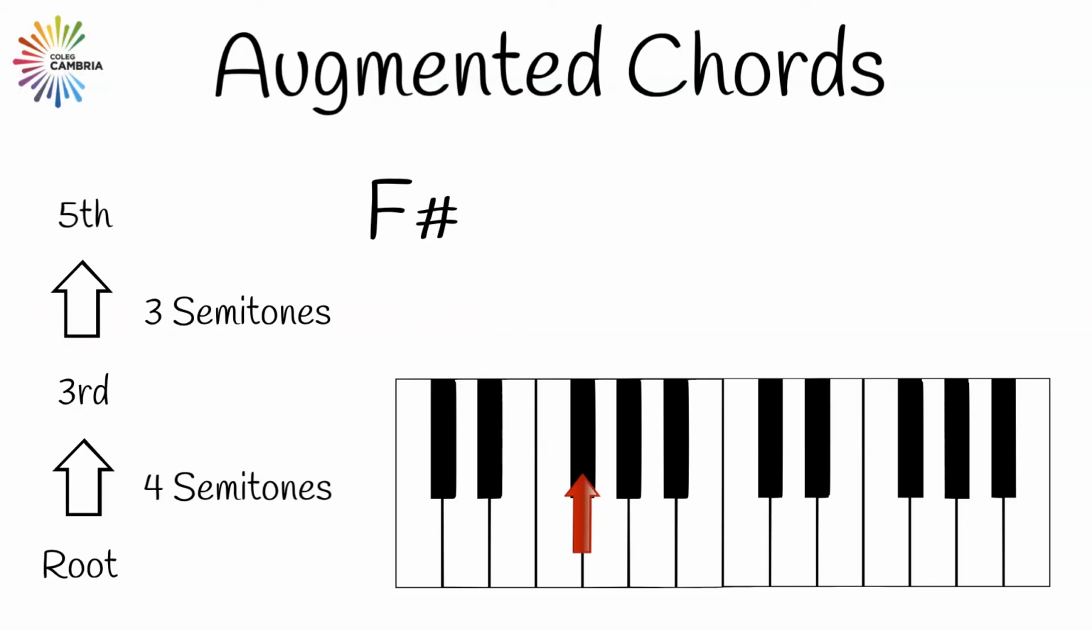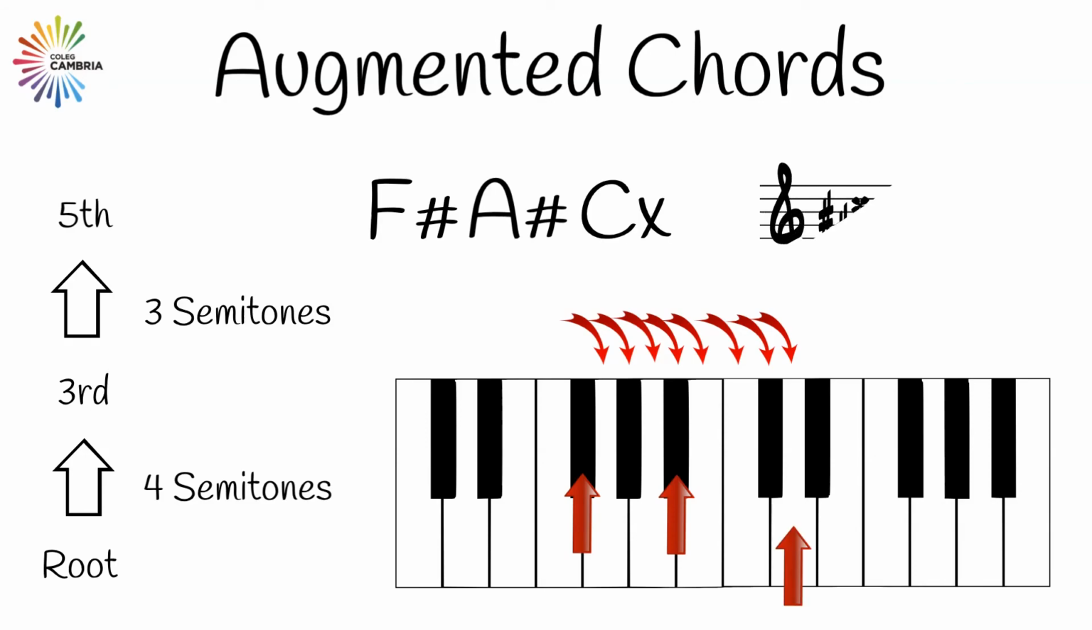For another example of an augmented chord, we're going to start on F sharp. We're going to count up 4 semitones from F sharp: 1, 2, 3, 4. That gets us to A sharp, and then we're going to count up another 4 semitones: 1, 2, 3, 4. That gets us to D, but to fit into our nice pattern of play, miss, play, miss, play, we want to use a different name for it, and call it a C double sharp.